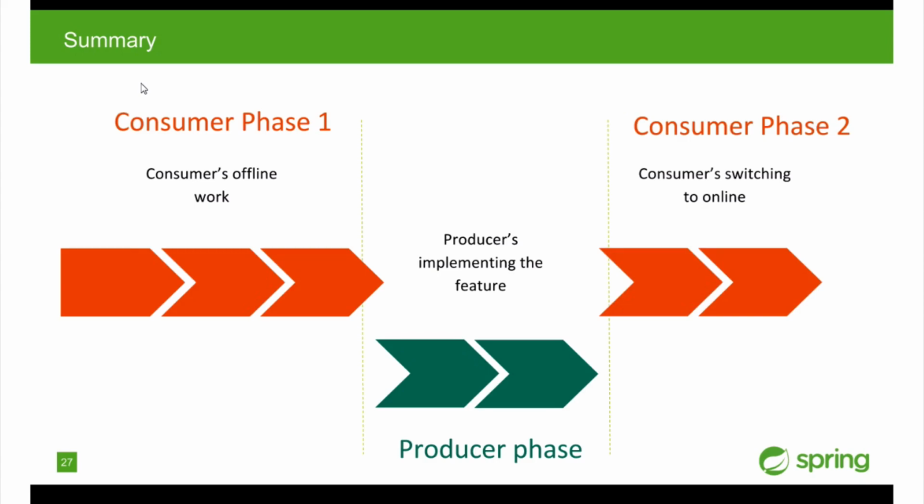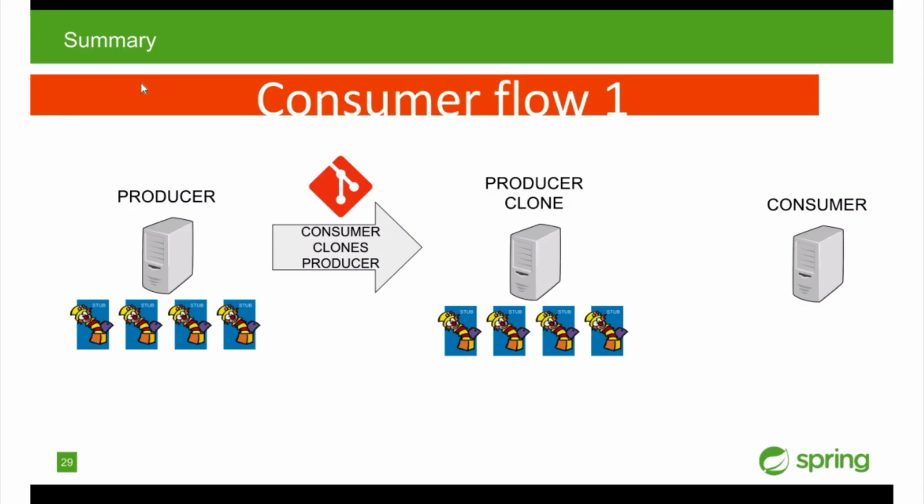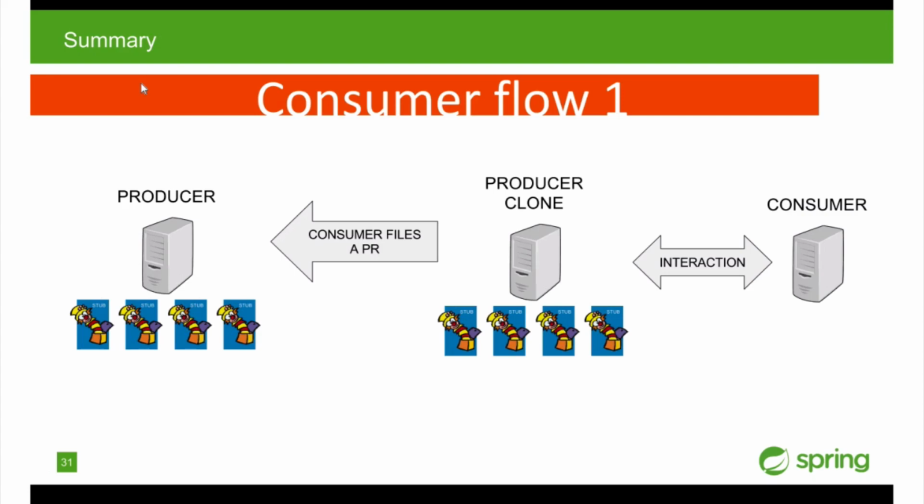So let's look at the images. We have an example where the consumer is to the right, and to the left we have a producer that owns the contract, right? The consumer clones the producer code and works with the local clone. There is interaction going on between the consumer and the cloned producer to play around with the contract. Once the consumer is happy, it files a PR to the producer with a proposal of a new contract or a change or something like that.